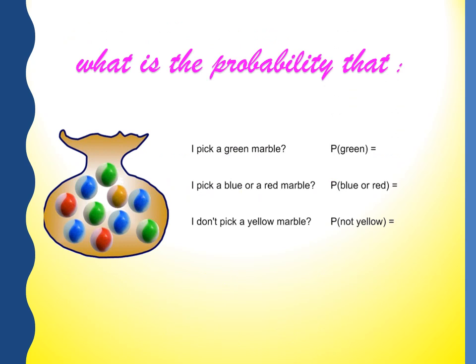Find the probability of green marbles. Here the total number of marbles, or total possible outcomes, is 10. I have 3 green marbles, then the probability of having a green marble is 3 out of 10. The probability of having blue or red, meaning both of them: here I have 6 out of 10, which is 3 out of 5. The probability of having not yellow equals 9 out of 10.